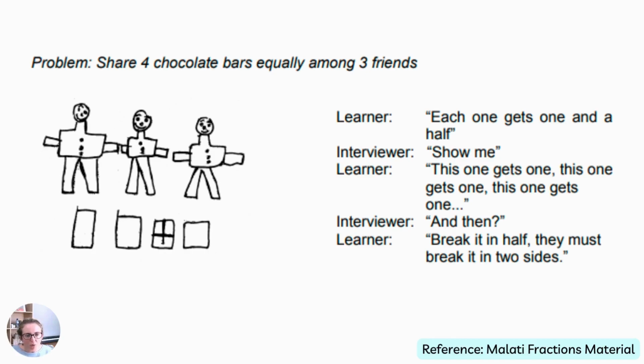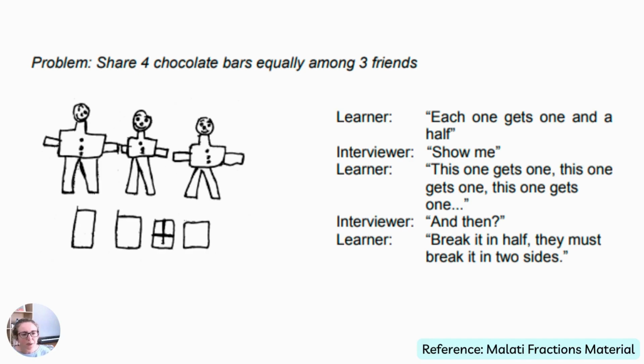So here we go. We've got a problem. Share 4 chocolate bars equally amongst 3 friends. This is a good assessment tool so that you can figure out where the learner is at, what they do know and what they don't know yet. The learner says each one gets 1.5, and the interviewer says, show me. And he says, this one gets 1, this one gets 1, this one gets 1, this one gets 1, and then break it in half, and they must break it in 2 sides.